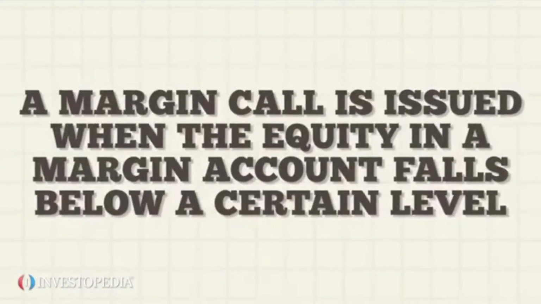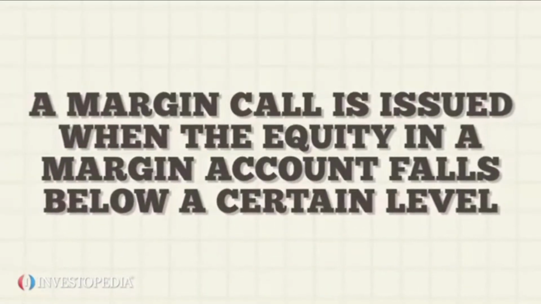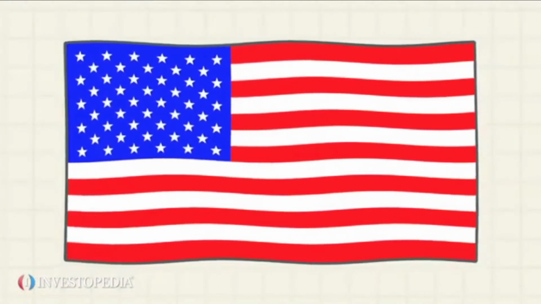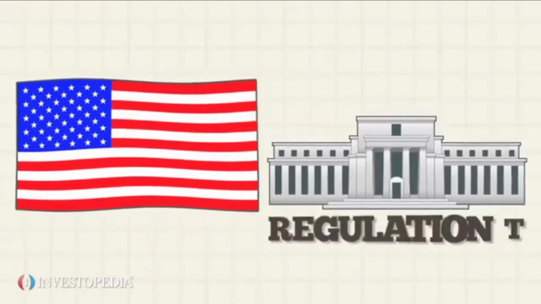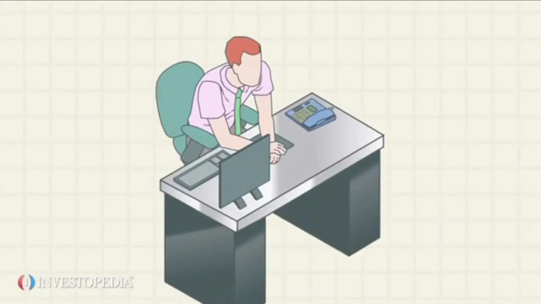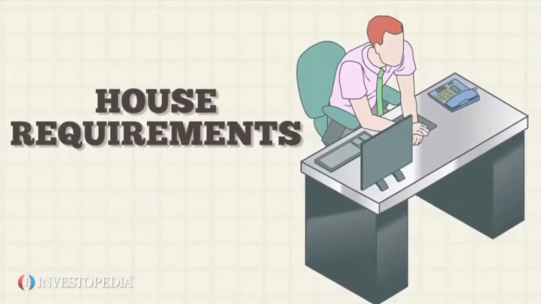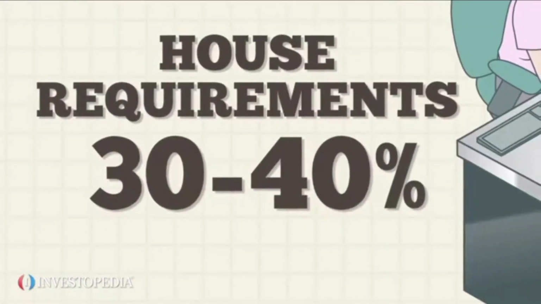A margin call is issued when the equity in a margin account falls below a certain level. In the United States, this level is set by the Federal Reserve Board Regulation T. Many brokerages have their own margin requirements, known as house requirements, usually with maintenance levels of 30 to 40%.